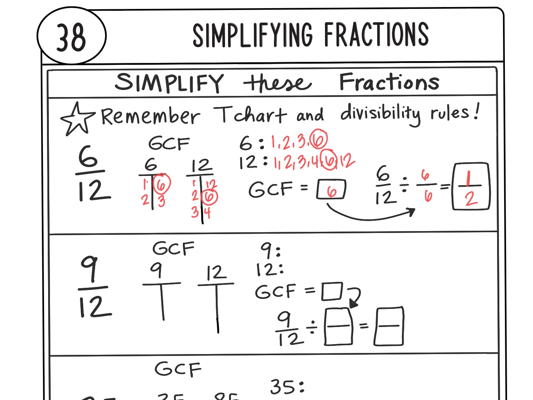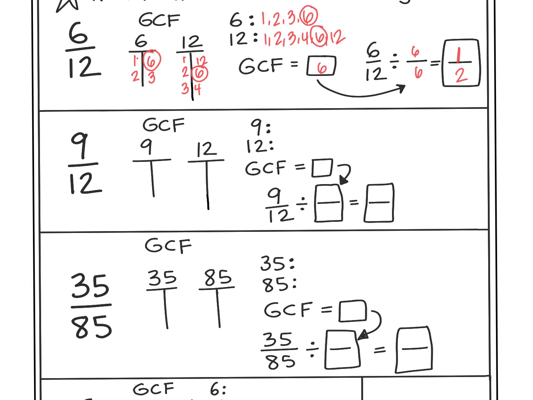Okay, we're going to do practice again. This time we're going to reduce 9/12. So I'm going to start by writing my t-charts to find a GCF of 9 and 12. My factor pairs for 9 are 1 and 9, and then 3 and 3. And that's where it repeats, so I can stop listing my factor pairs there. For 12, I have 1, 12. We just did this one. 2, 6, 3, and 4.